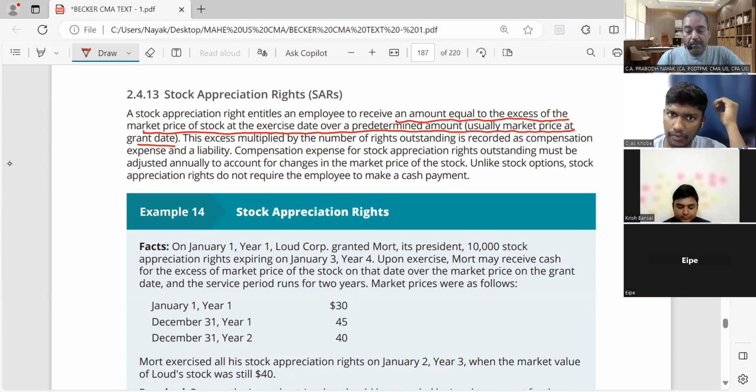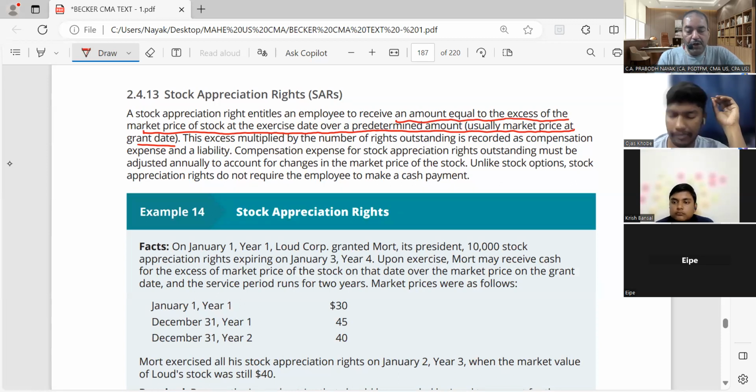So the difference between the market price on the grant date and the market price on the exercise date; obviously it must have appreciated, no? For example, the market price on the grant date was $25 per share, and on the exercise date it has gone up to $45. So $20 appreciation has taken place. That $20 per share into the number of shares that you are offered will be paid to you in cash. So you are not getting shares, you will be getting the difference in cash.